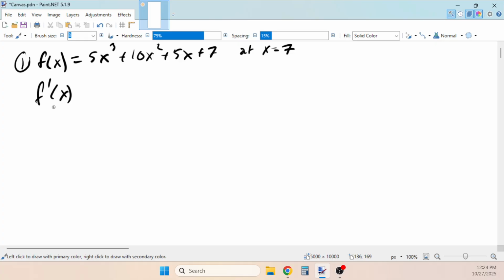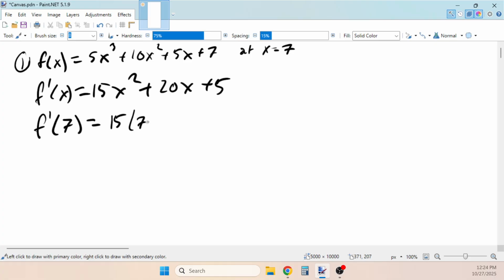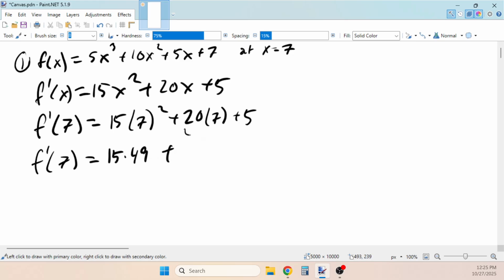Find the derivative. These are polynomials, so we use the power rule on each term, and we get squared plus 5, and then we're going to evaluate. 7 squared is 49. 49 plus this is 40, times 49 is going to be 49, half of 5.